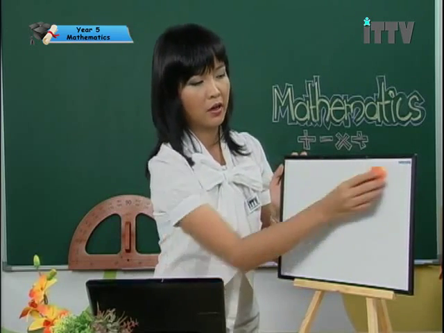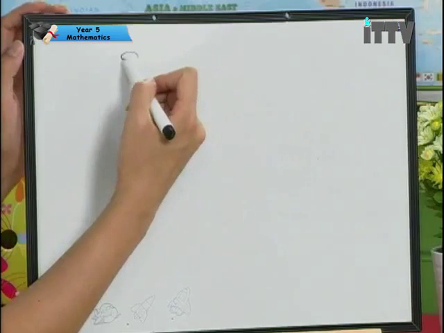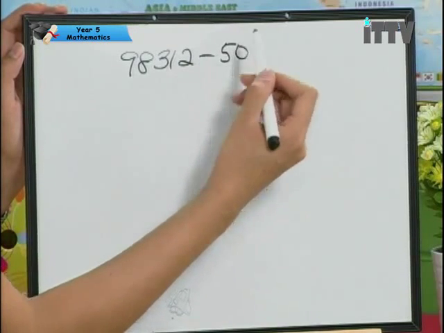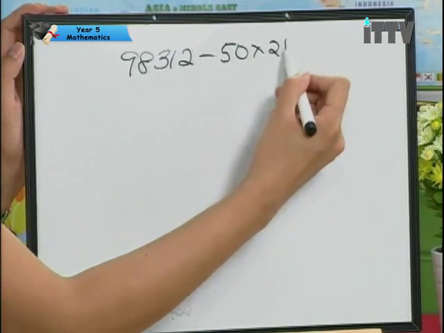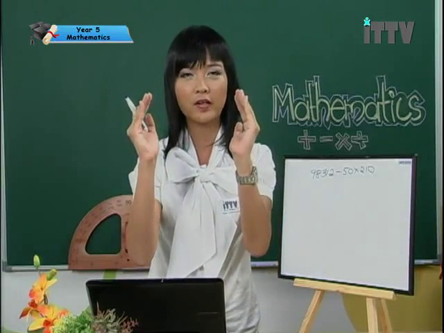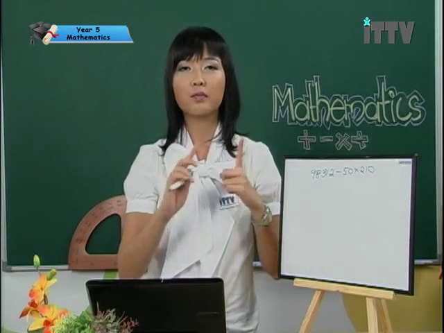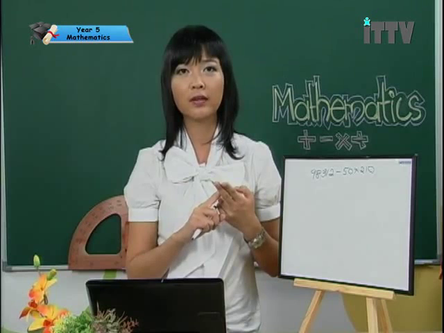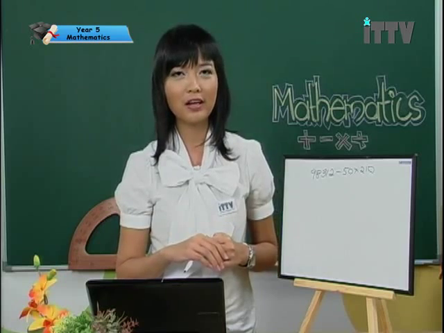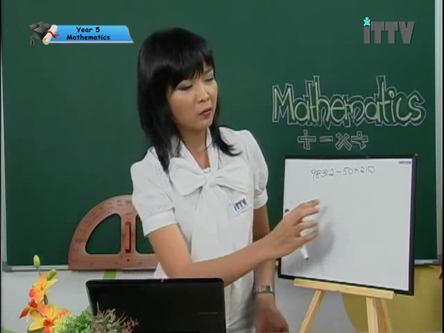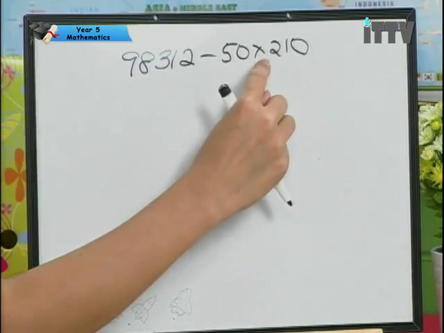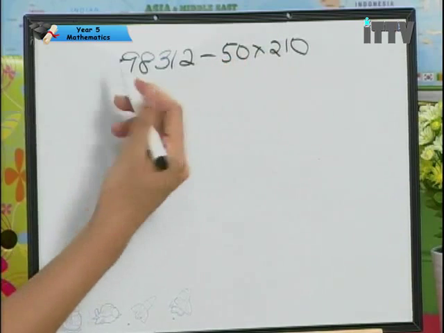Okay. Now, write down the question first. 98,312 minus 50 times 210. Alright, with BODMAS, we solve whatever there's in the bracket first. After that, we solve the multiplication and the division problems. Then, only we solve the addition and the subtraction ones. Okay? So now, look at this question. We have a minus and a times over here. So, we should solve this part first.